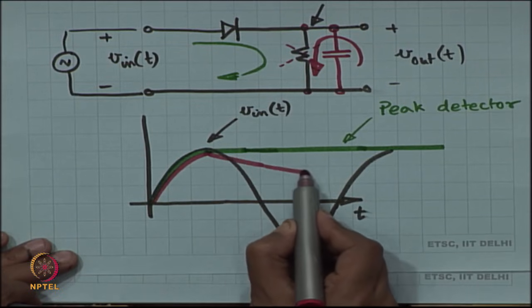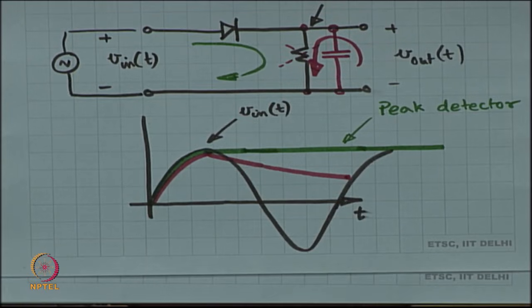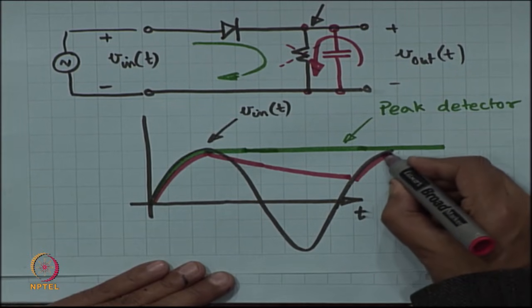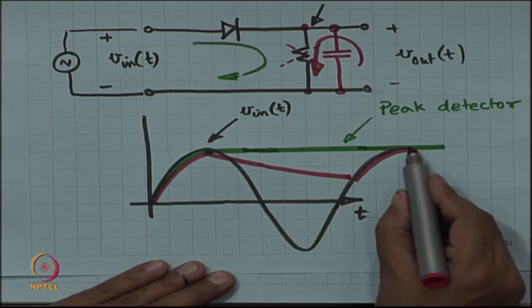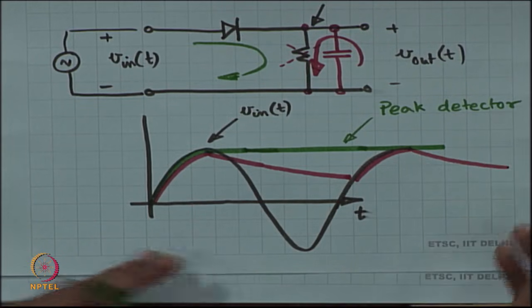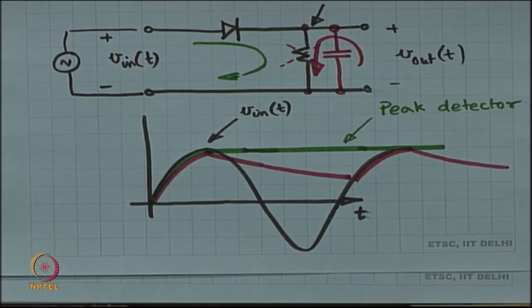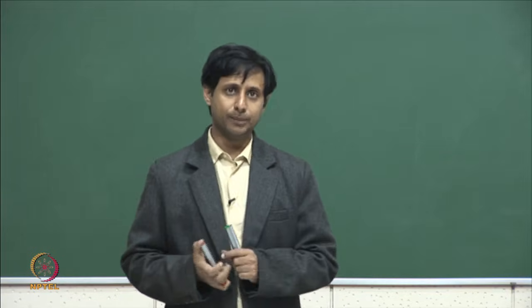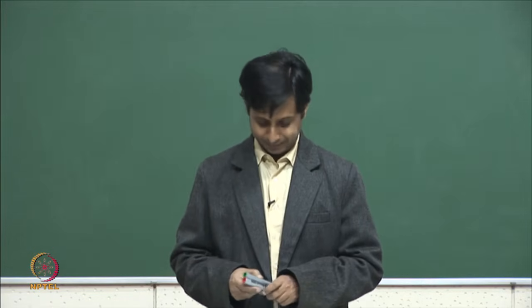And if RC is large enough, then maybe it will not completely discharge before the next cycle hits it. So, in the next cycle again it will charge up, and then again it will slightly discharge till the next cycle hits it, and again it will charge up, right. So, this way every cycle the circuit works out its new peak. And this kind of a circuit, if you think of many cycles, just follows the envelope of the signal. So, this is called an envelope detector.